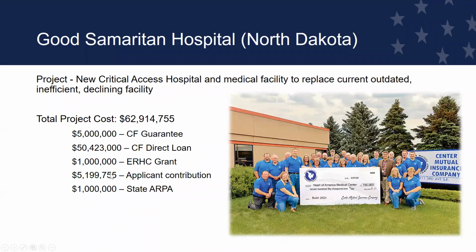We fund critical access hospitals. And on this one, we did a $50 million direct loan, a $5 million guarantee, kind of that combination that I was talking about earlier, along with a $1 million emergency rural healthcare grant. The applicant raised $5.1 million and raised some state money as well. We fund a tremendous amount of critical access hospitals. In FY22, we funded $1.3 billion in rural healthcare projects. And I'm looking at the critical access hospital number. It looks like it was a total of 148 loans and grants to 103 critical access hospitals in FY22. Next slide, please.